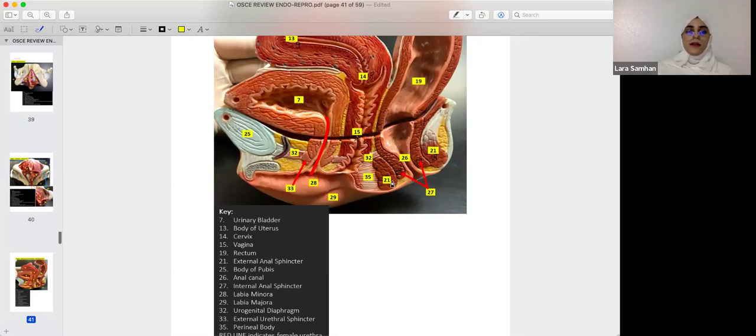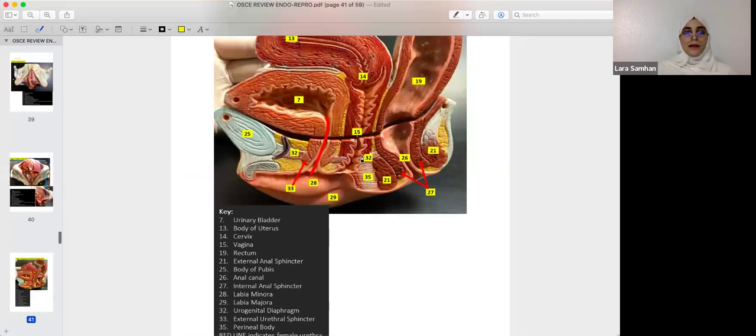So as we already know, if we have any external, we should have internal and vice versa. So if this is the internal anal sphincter, we should also have the external anal sphincter. Okay, so I guess I almost mentioned everything. Number 35 is the perineal body, as we said previously. The thing that connects the urethra and the vagina all the way to the rectum is all known as the perineal body.